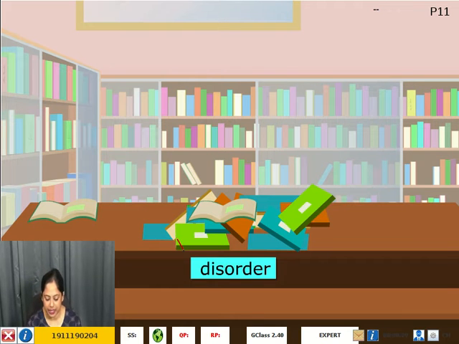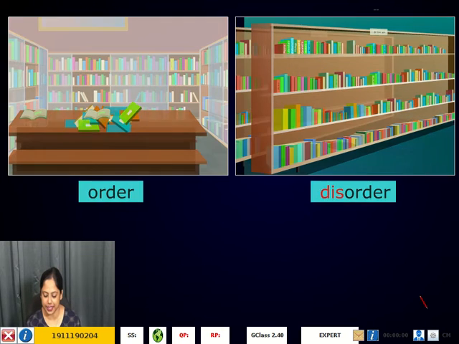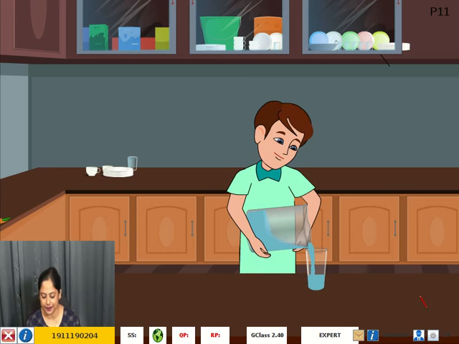What have we done again? Along with the word order, we have used a prefix dis here. We have included the letters dis in front of the word order to describe something which is not organized. So, order and disorder, dis.